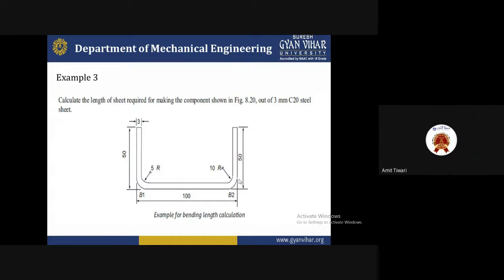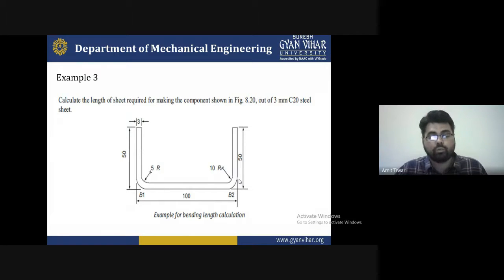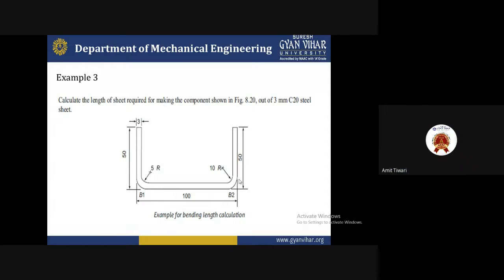So this is the diagram showing how we can make the design with the different corners. Now all these differences are the same, so that's why we have to calculate the length of the sheet required for making the component. The length of the sheet we require for making the component, in 0.3 mm C20 steel, is what we have to find.